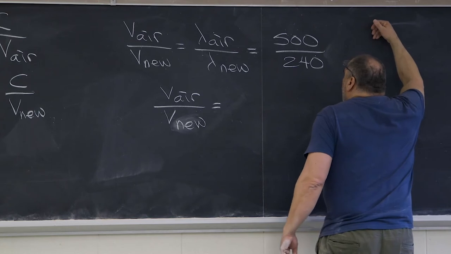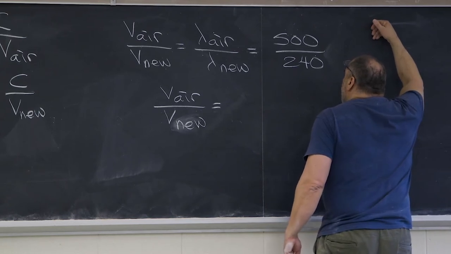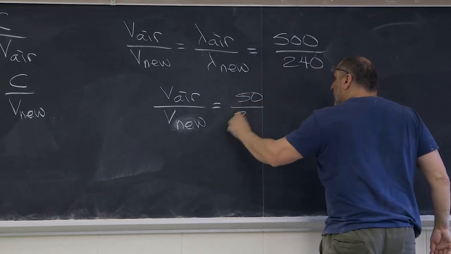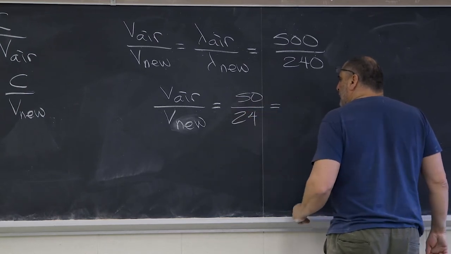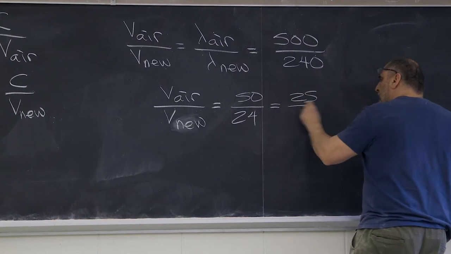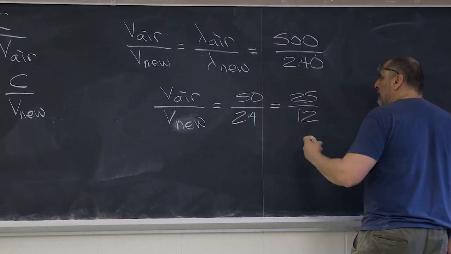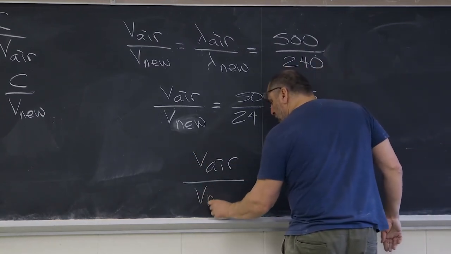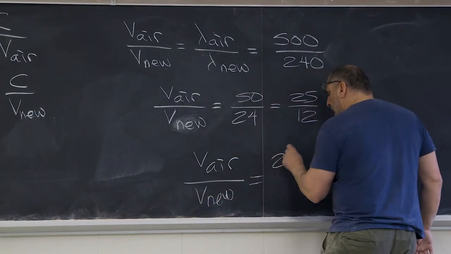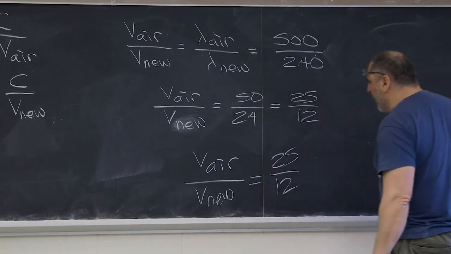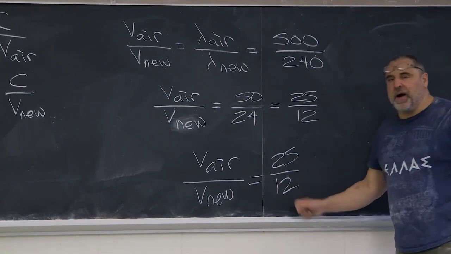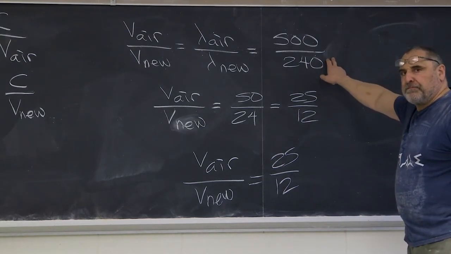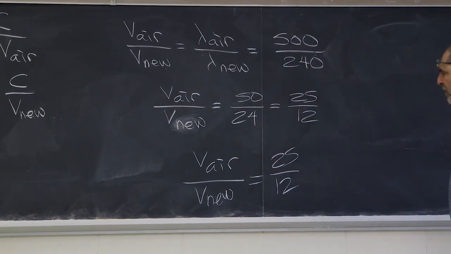This thing reduces. You can do a lot of stuff with this. I'm looking at this. You can take a 10 out of it: 50 times 10, 24 times 10. Divide by 2, divide by 2, stop right about there. It's no big deal either way. So we got V air over V nu, the speed in air compared to the speed in the new place. It's more than twice as fast in air. What's 500 divided by 240? The ratio is more than 2 to 1.